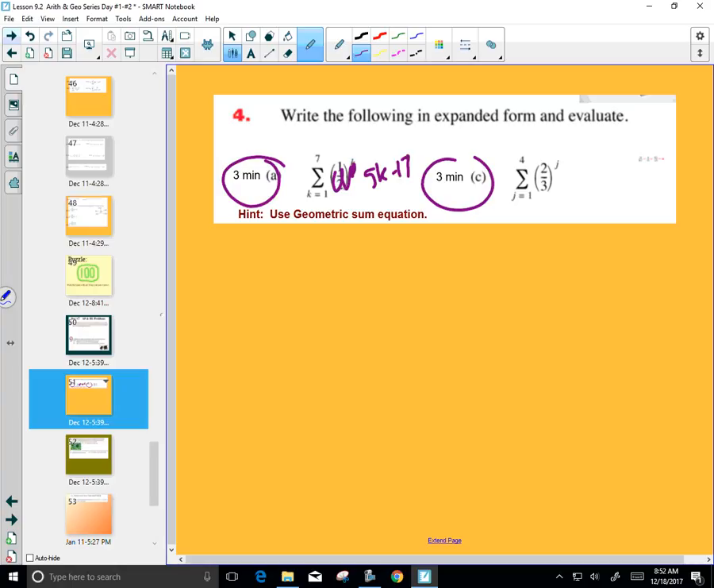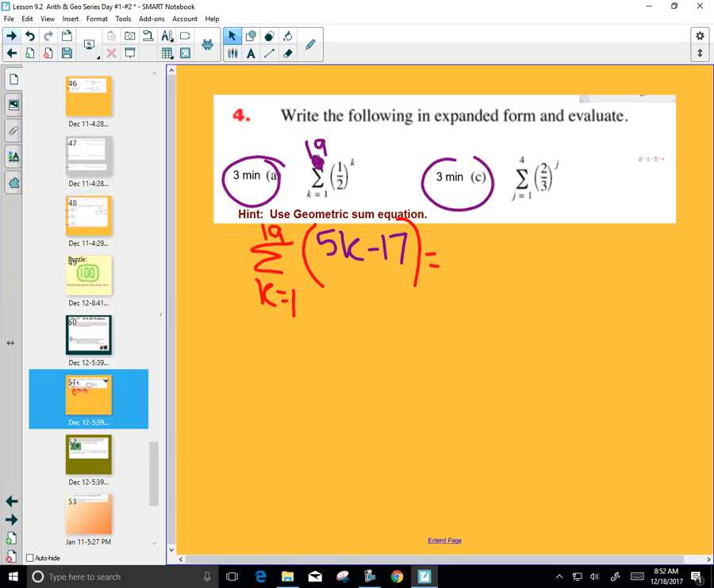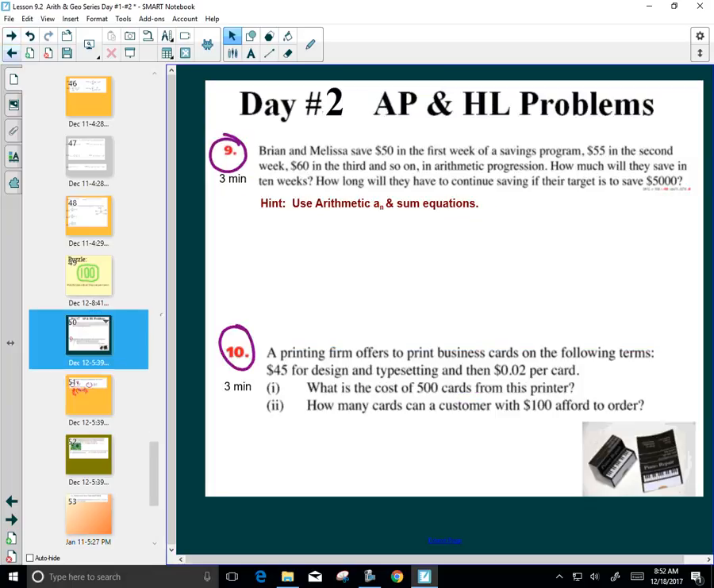And I'm going to check these tomorrow. Oh, and this one is going to be 19. So we're changing this from k equal to 1 to 7 to 1 to 19 of 5k minus 17. You're going to go ahead and do that. You're going to find the sum using the formulas, and then these two word problems.